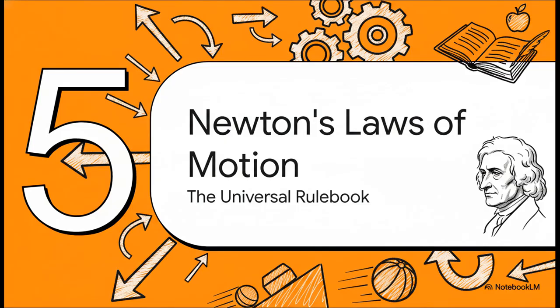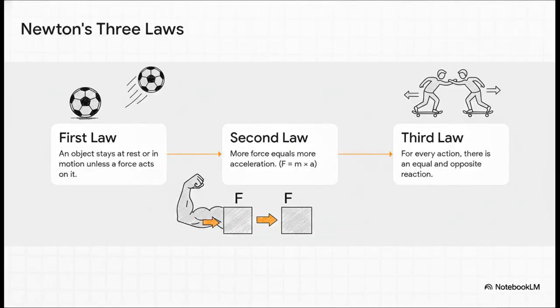Okay, so we've got this constant clash of forces all around us. We can see what happens. Either things stay still or they move. But how can we actually predict what's going to happen? For that, we need to open up the Universal Rulebook for Motion, written more than 300 years ago by the one and only Sir Isaac Newton. Newton gave us 3 laws that explain, well, pretty much everything about motion.